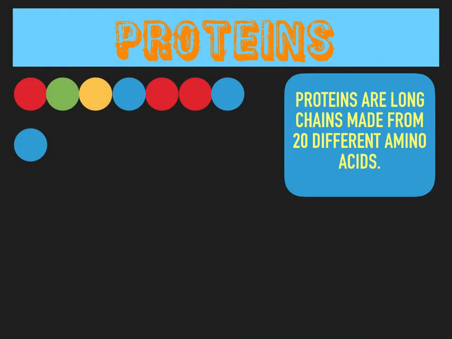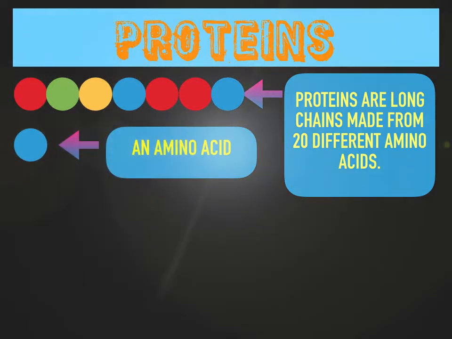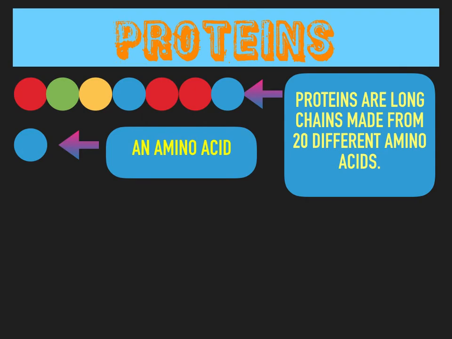The next molecule we're going to look at is proteins. Proteins are again polymers. They're made of long chains of amino acids which are joined together. There are thousands of different proteins, and these are all made by different combinations of the same 20 amino acids. So the monomer of a protein is a single amino acid.